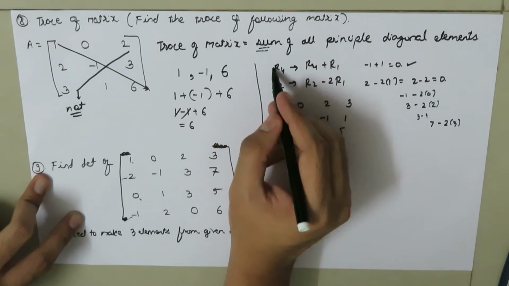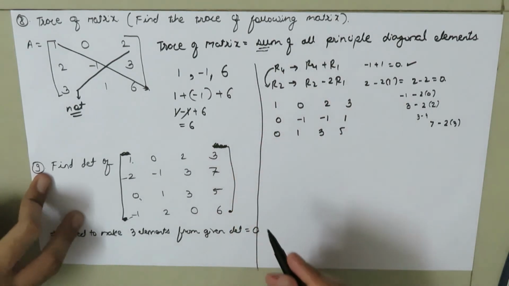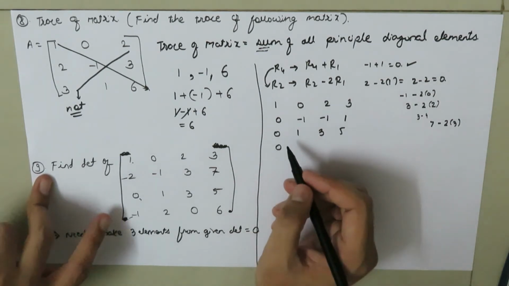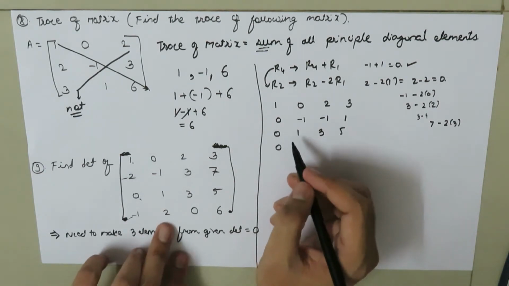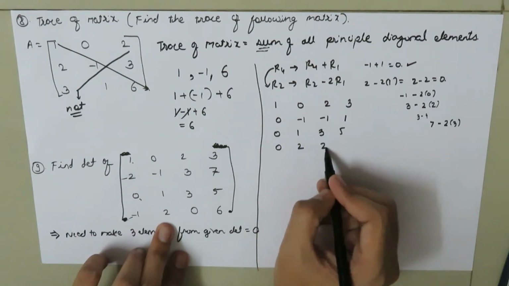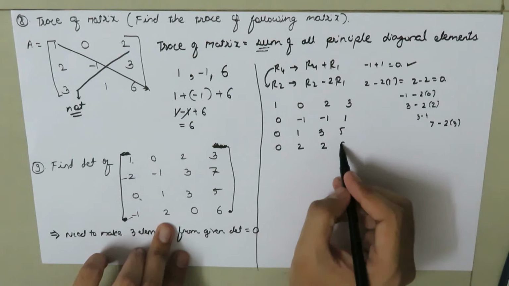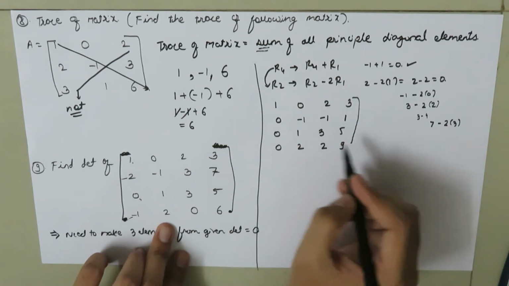because we are going to operate only on the 4th row and 2nd row, so the 3rd row will be as it is, and here we have 0, and here we have 2, here we have 2, and 5 6 6 7 8 9, so here it should be 9.